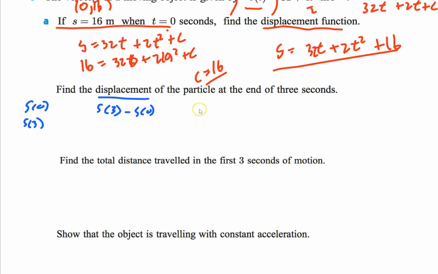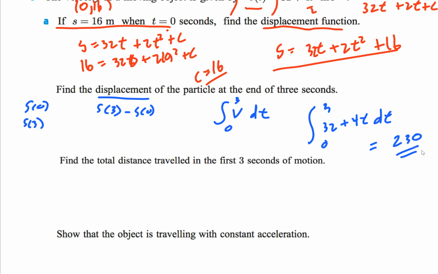Now, that's one way to do it. The other way to do it is using integration. Remember, the displacement formula is the integral of velocity, in this case from 0 to 3. You can do that, especially with the calculator, right? You just integrate 32 plus 4t from 0 to 3 dt. Now, I did this earlier, and I got 230. So my displacement in the first 3 seconds is 230. Oh, sorry, 210. So again, you can either plug 3 into the displacement formula, then plug 0 into the displacement formula and subtract them, or just use the velocity formula.